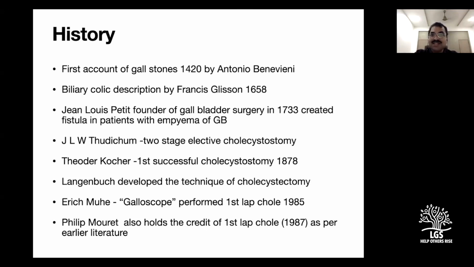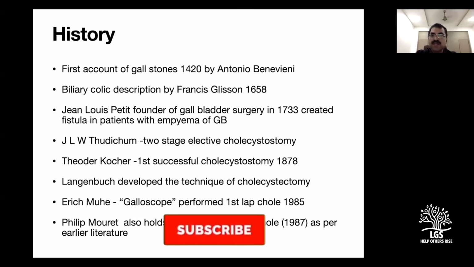Now there are some surgeons in China who are doing the same thing they did in the earlier days, taking stones only from the gallbladder but keeping the gallbladder intact. The popular incision we put for cholecystectomy is known as Kocher's subcostal incision, because Theodor Kocher did the first successful cholecystostomy in 1878. Later, Langenbuch developed the technique of cholecystectomy by identification of the cystic artery and cystic duct, and division and removal of the gallbladder.